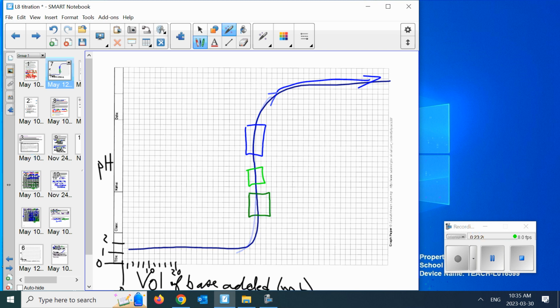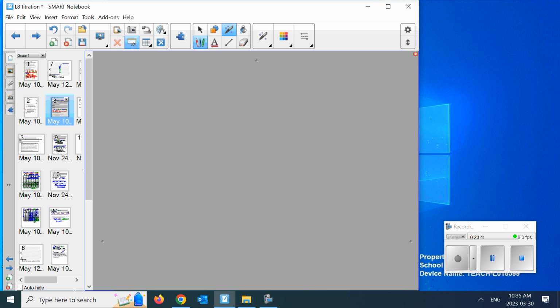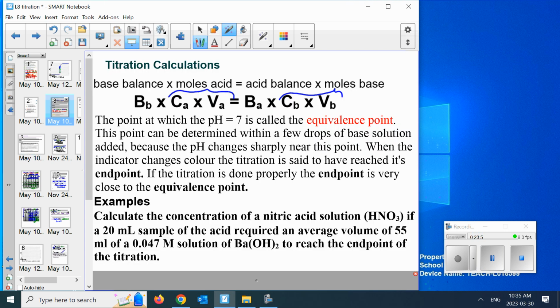So the pH is not a linear change. That's what I really want to get to. So we're gearing up for titrations. We're going to do a titration lab. We're going to use vinegar. But more about that when we get there. But I do need you to do this example with me. So just a second here.